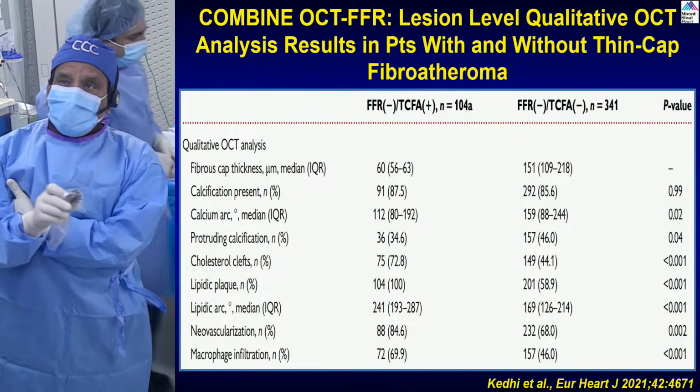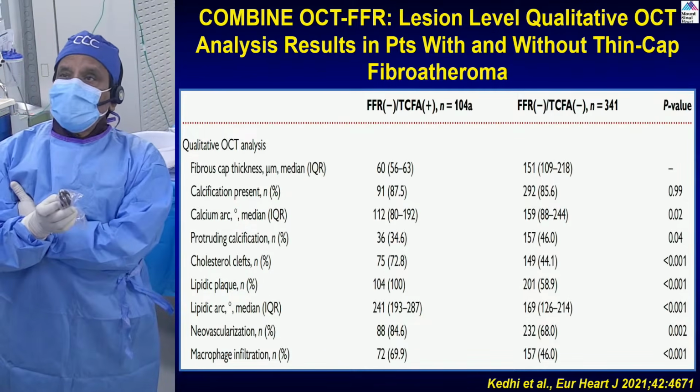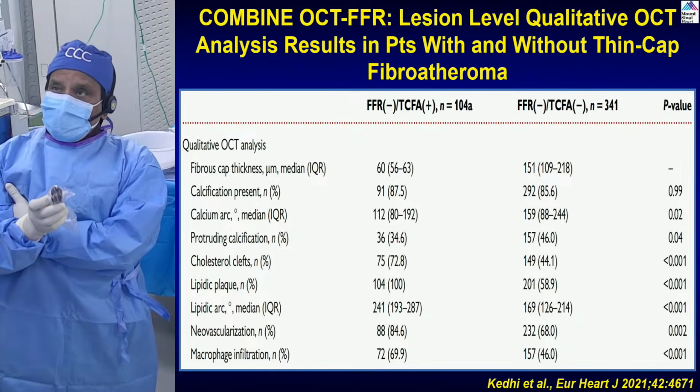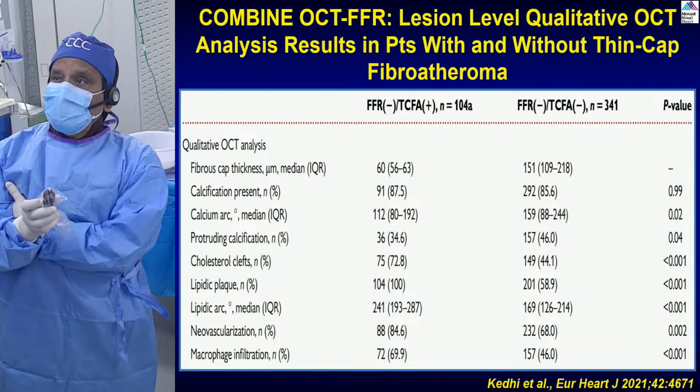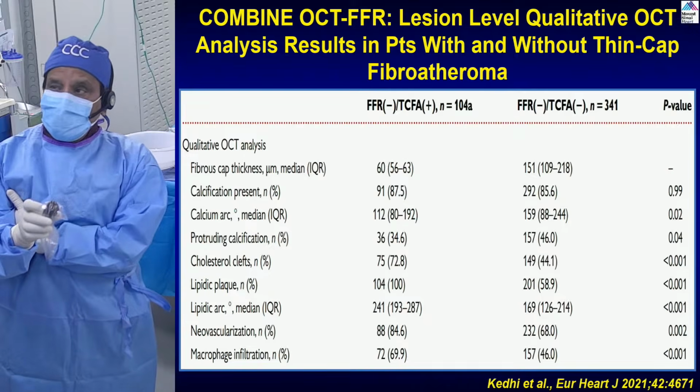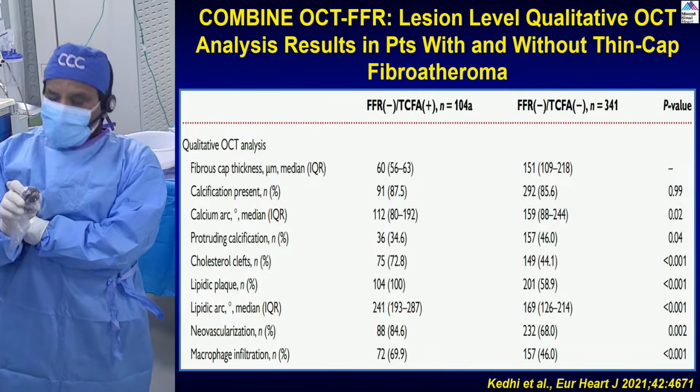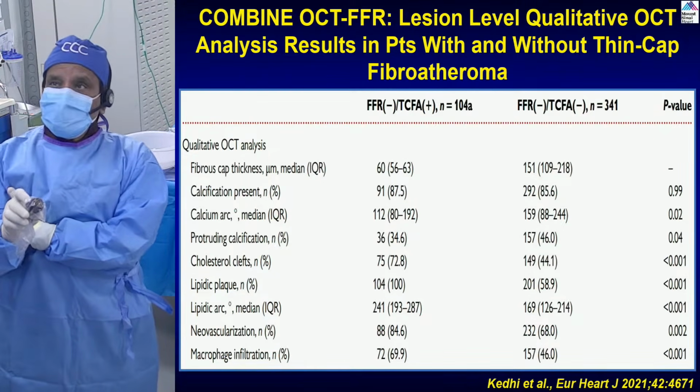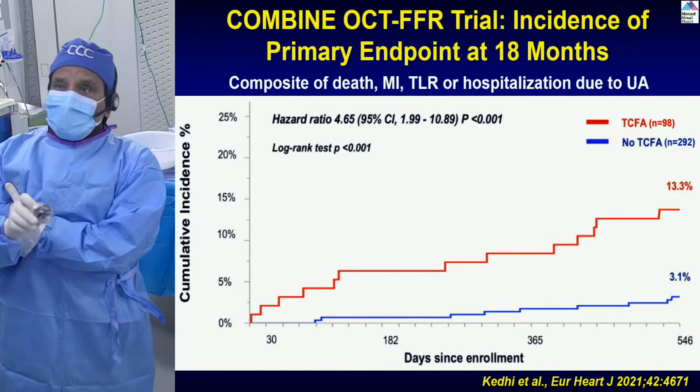Now, fibrous cap thickness, we know the thin cap, we say less than 60 micron, was present in the TIC-FA positive, and it was 151 in the TIC-FA negative. Rest, the macrophage infiltration and all that shown here, clearly higher of those parameters in the TIC-FA positive cases. So what does that mean?